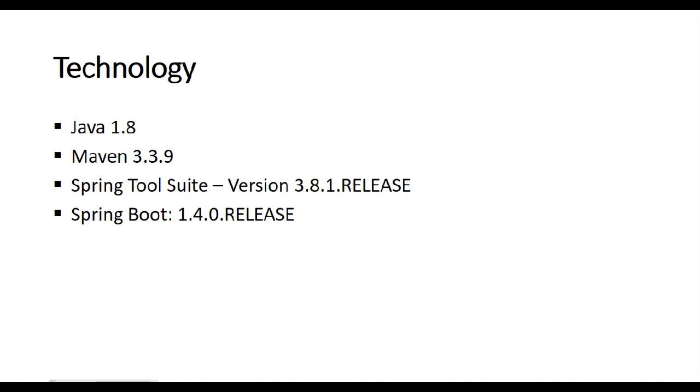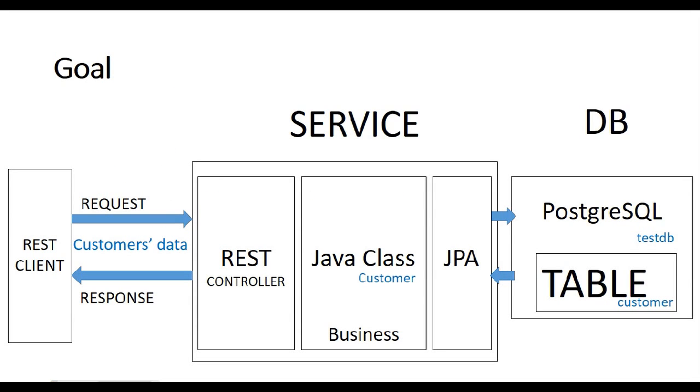The technologies we use are Java 1.8, Maven in the development environment, and Spring Boot 1.4.0. Our goal is to build a service that can receive customer data, and request and respond with data from a PostgreSQL database, namely the TCP database and the customers table, using JPA with the Java class Customer.